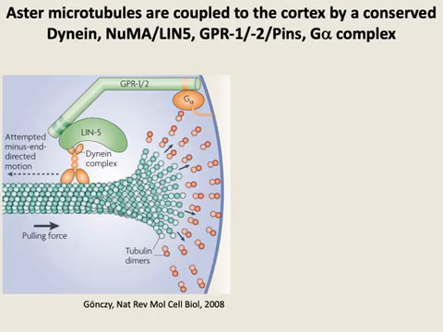So this is a cartoon showing a model for how the microtubule interact with the cortex in detail. And so you have this complex of proteins, and you have these G-alpha proteins interacting with the membrane. It's actually anchored at the membrane. It has a lipid modification.